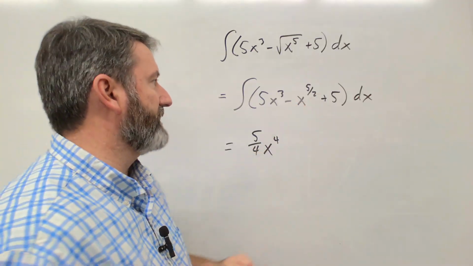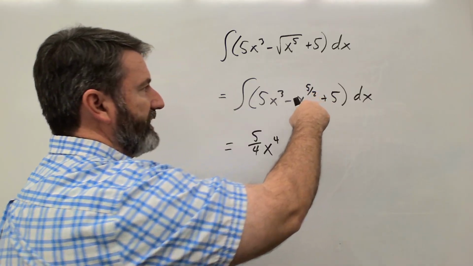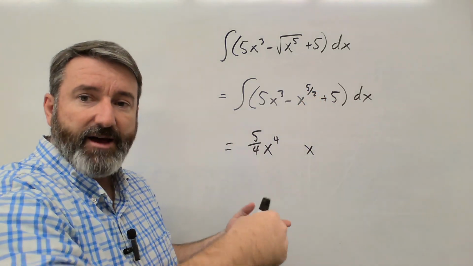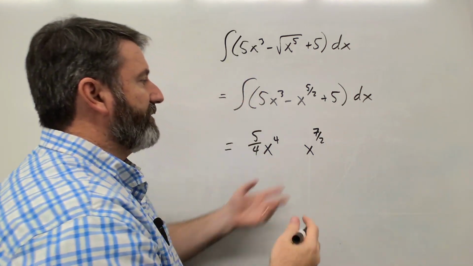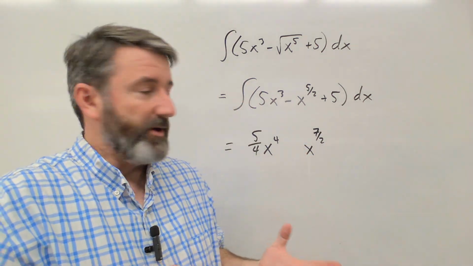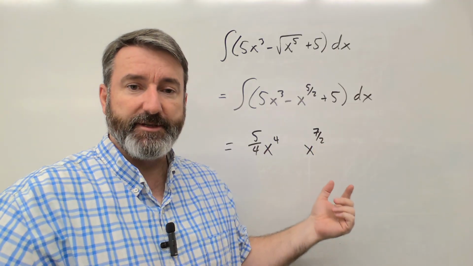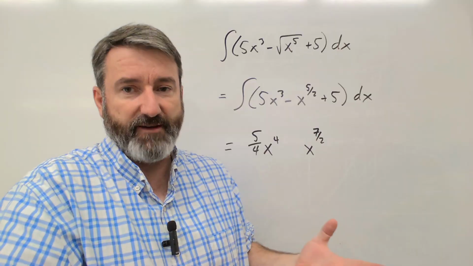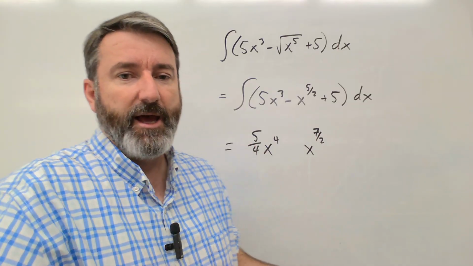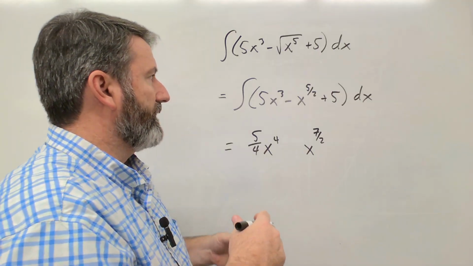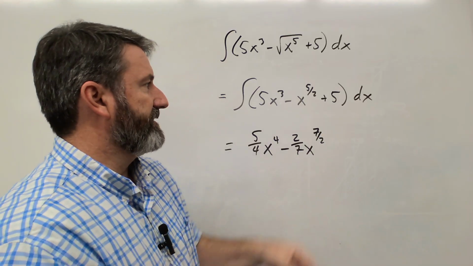All right, and then we move on to x to the 5 halves. So we're going to first add 1 to the exponent. So 5 halves plus 1 is 7 halves. And then we're going to divide by that new exponent. So dividing by 7 halves is the same as multiplying by 2/7. Remember that dividing is the same as multiplying by the reciprocal. So this is minus 2/7 times x to the 7 halves.